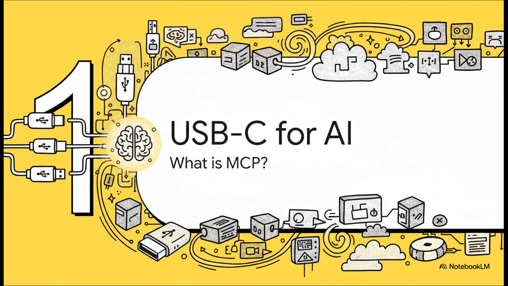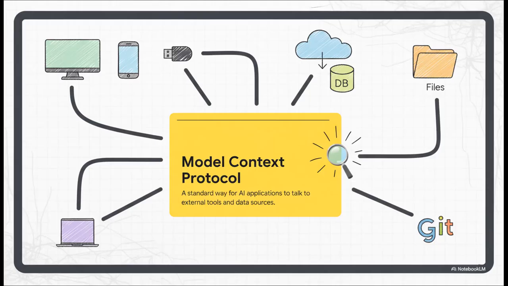Section 1. The USB-C for AI. At its core, the Model Context Protocol is an open standard. It defines exactly how AI applications get context, tools, and data from external sources. Think about the USB-C cable that's probably sitting on your desk right now. Just like USB-C lets entirely different pieces of hardware connect using one universal physical standard, MCP does the exact same thing, but for software. It lets AI models plug into your tools securely and consistently.